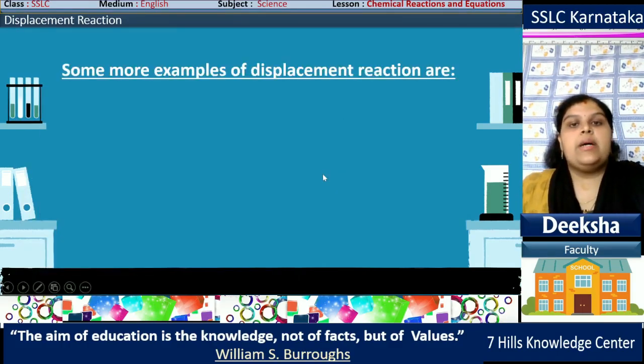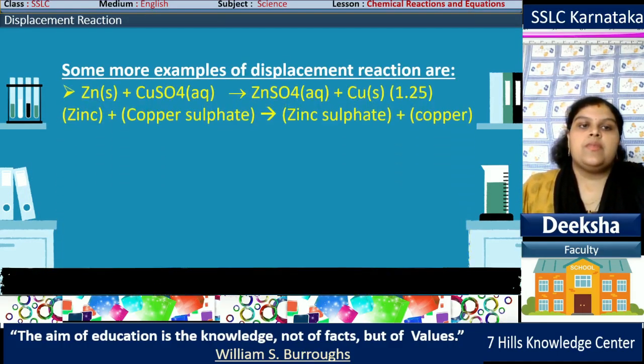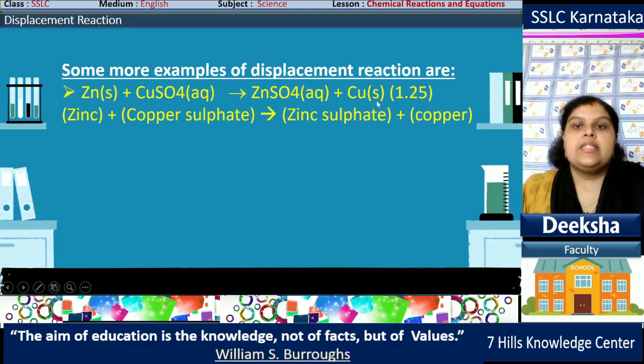We will see some more examples of displacement reaction. That is, zinc plus copper sulfate. Zn plus CuSO4 gives ZnSO4 plus Cu. Again in this example, zinc is more reactive than copper. That is the reason it has displaced copper from its copper sulfate solution. Because of displacement, zinc metal became zinc sulfate and CuSO4, that is copper sulfate, became only copper.